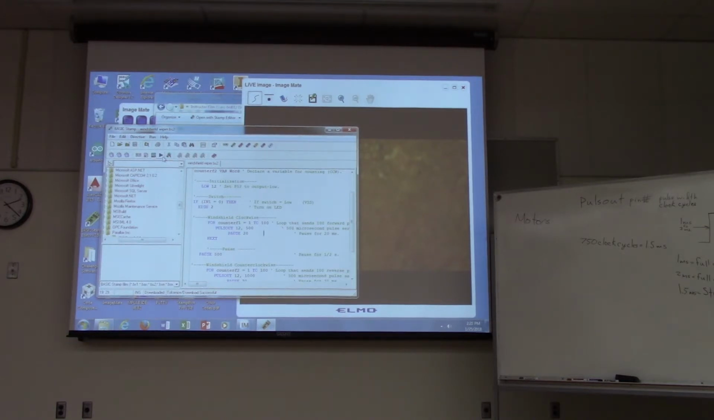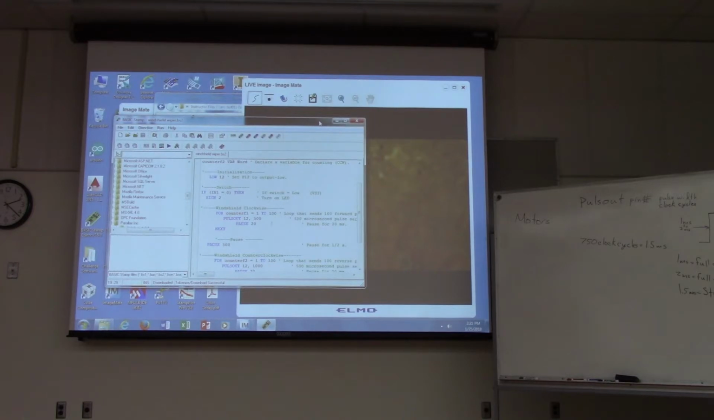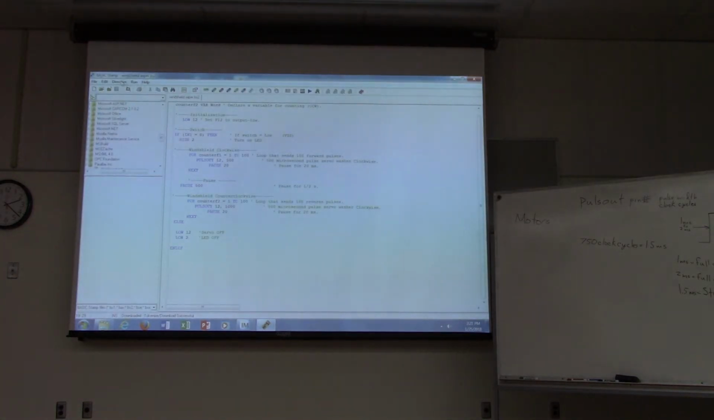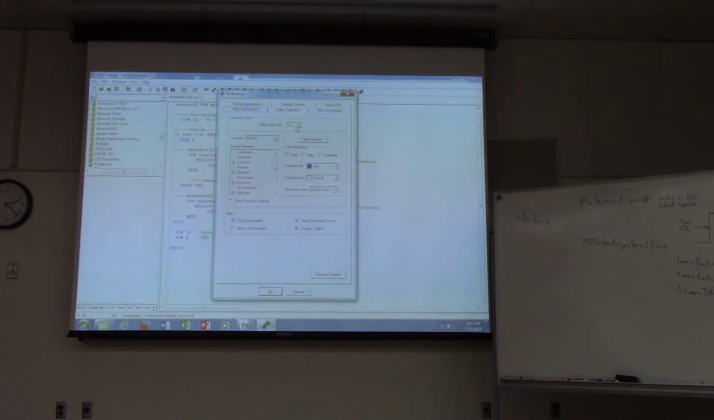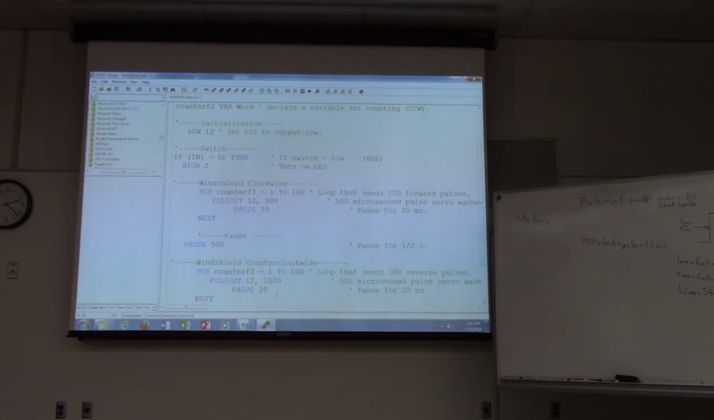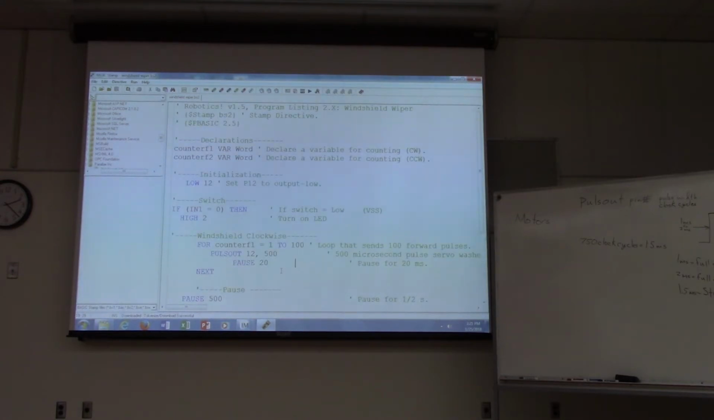So let's see what's actually happening with this code, see how it works. So we'll go and make the font a little bit bigger here. Not quite that big. All right. You guys see that okay? All right. Cool.